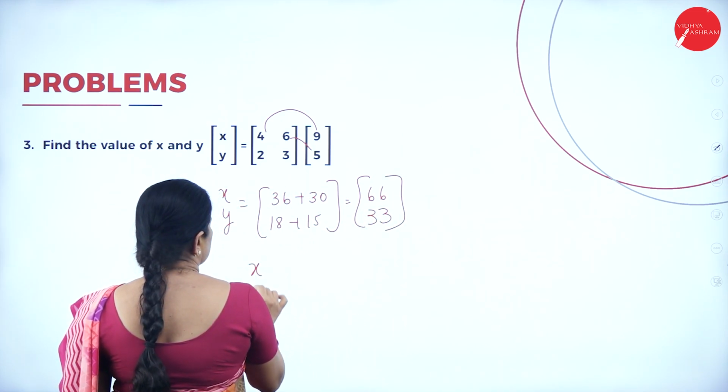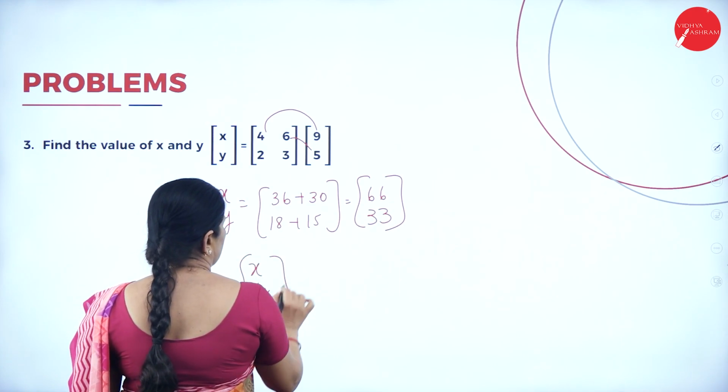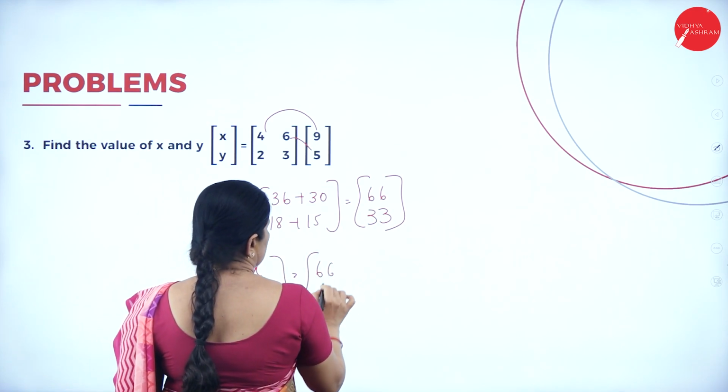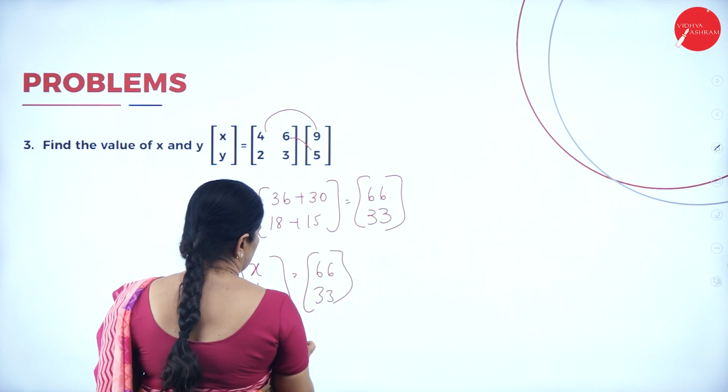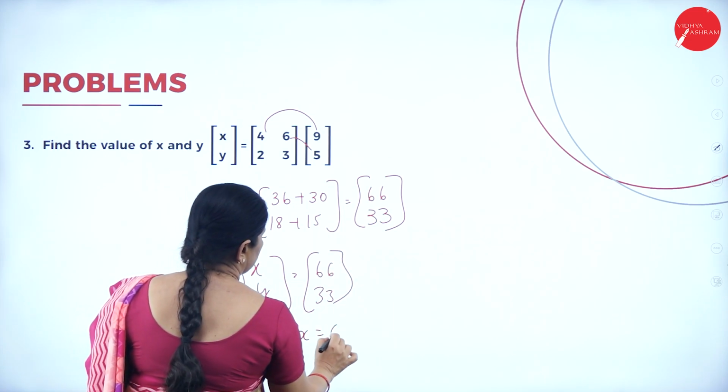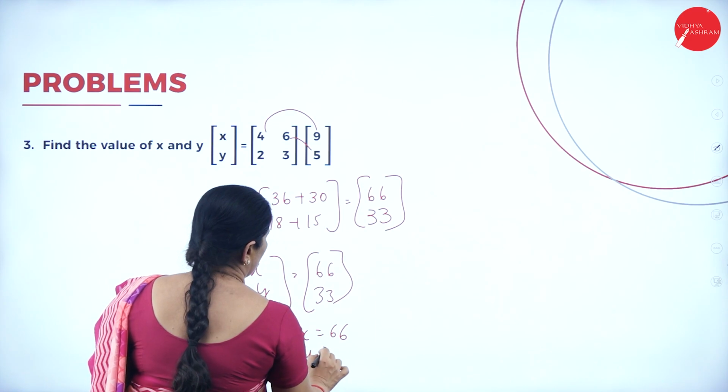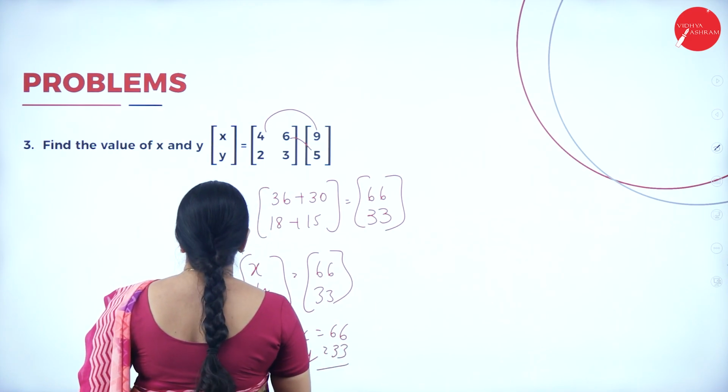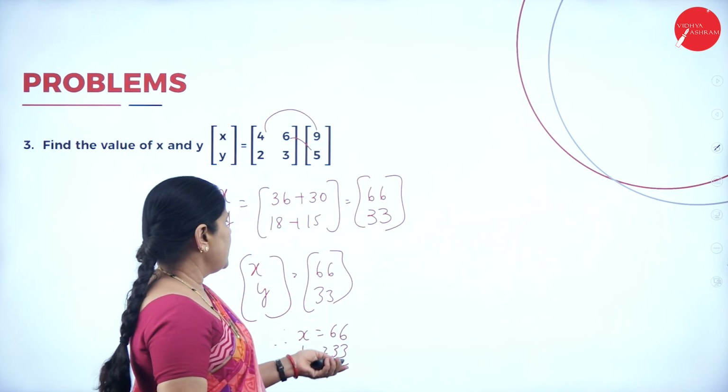So x, y equals 66, 33. Therefore, x equals 66, y equals 33. So, this is the answer.